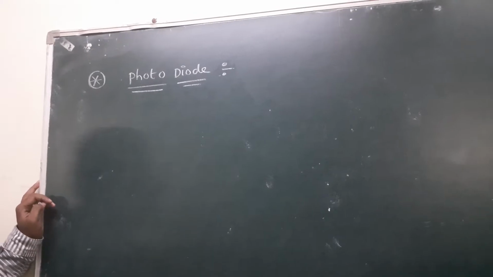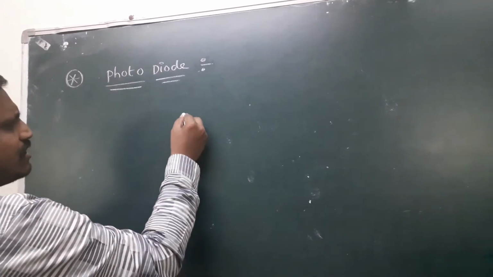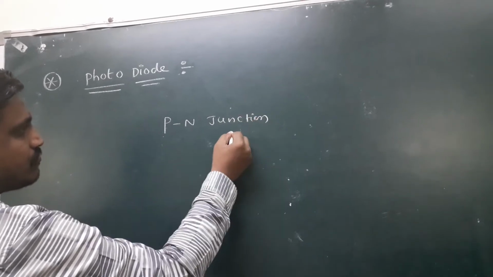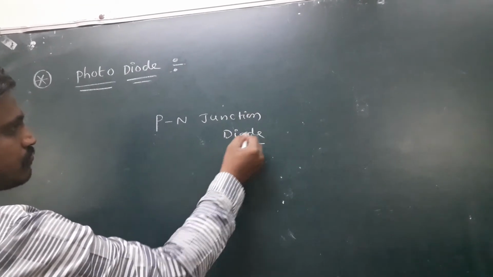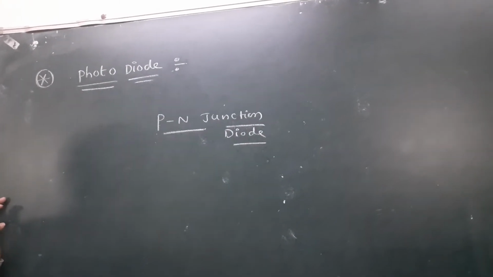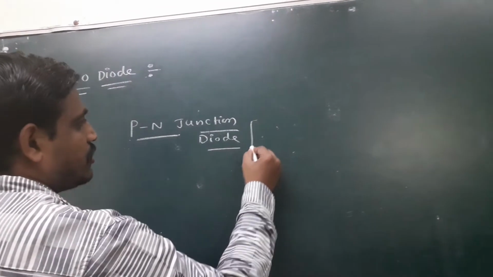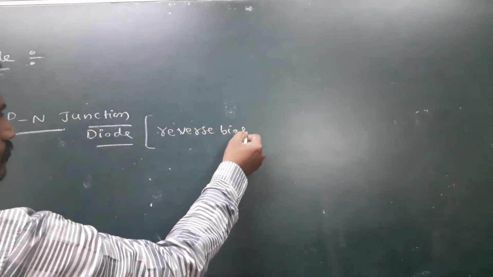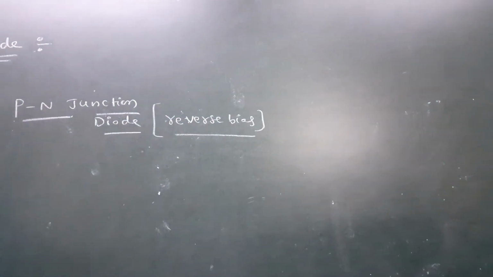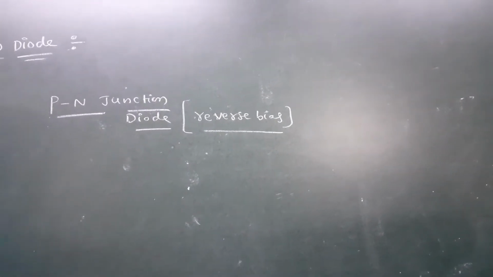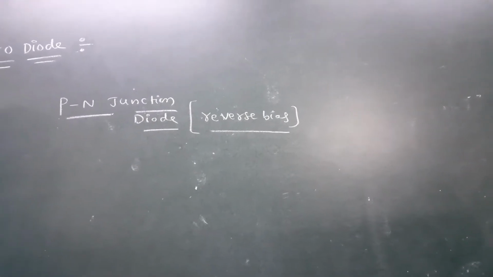Photodiode. Today I discuss the photodiode. Photodiode is nothing but a PN junction diode, which is generally connected in reverse bias mode.